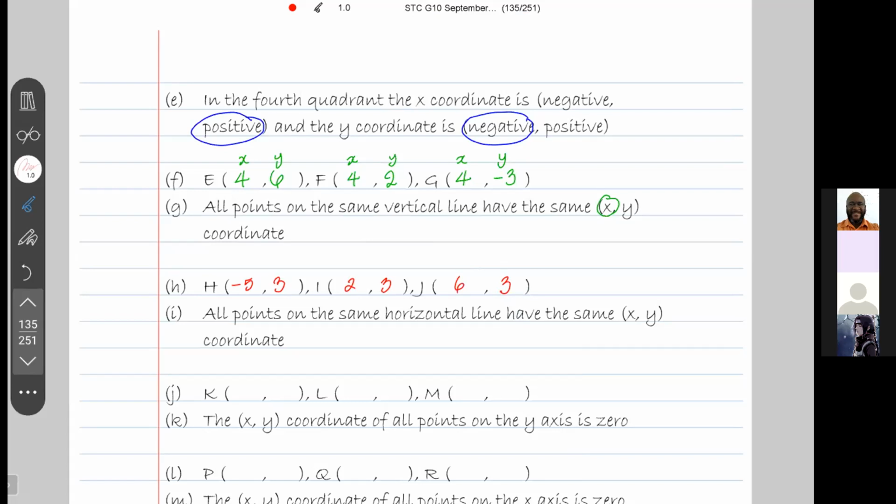Guys, all points on the same horizontal line have the same what coordinate? Jadon, your question. Y coordinate. All points on the same horizontal line have the same Y coordinate. Guys, these are very important things to note, very important things to keep in mind. These are tools which will help you to analyze your graphs in the future. All right, let's get the coordinates of K, L, and M.